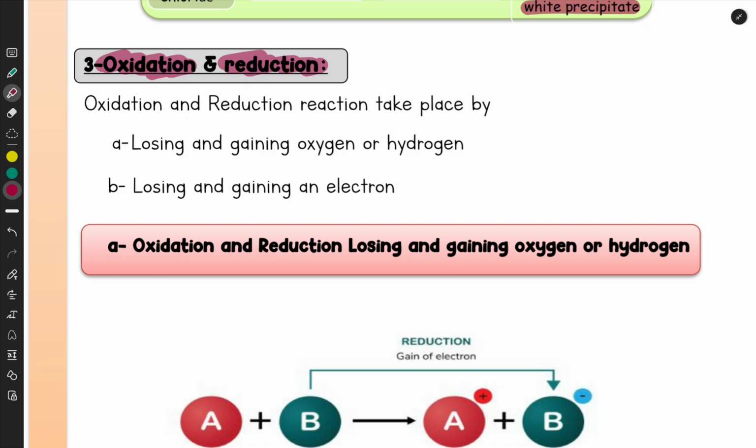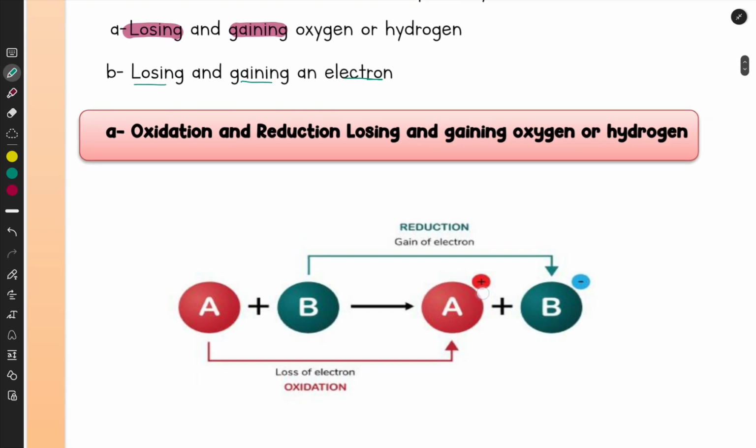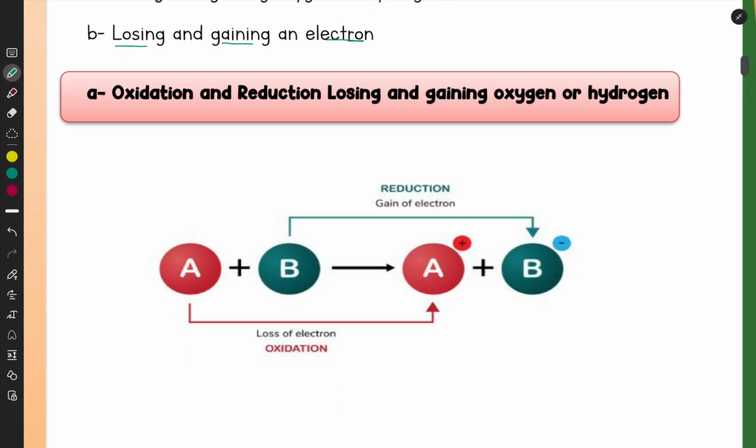Oxidation and reduction reactions take place by losing and gaining oxygen. It depends on oxygen and hydrogen. Reduction is related to hydrogen, and oxidation is related to oxygen. Let's figure that out. And losing and gaining electrons, we all know this. Oxidation and reduction: losing and gaining oxygen or hydrogen. This is the first one.